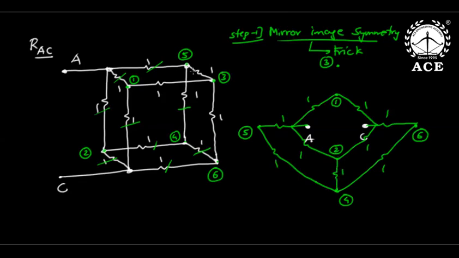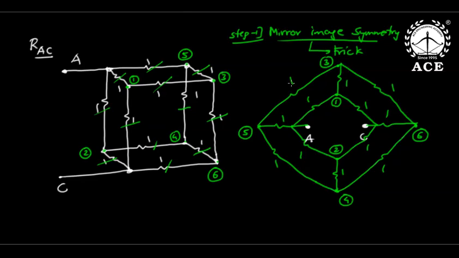Then if you see here, 3 to 5 is 1, 3 to 6 is 1, and 3 to 1 is 1. Okay, that is a big thing we did.